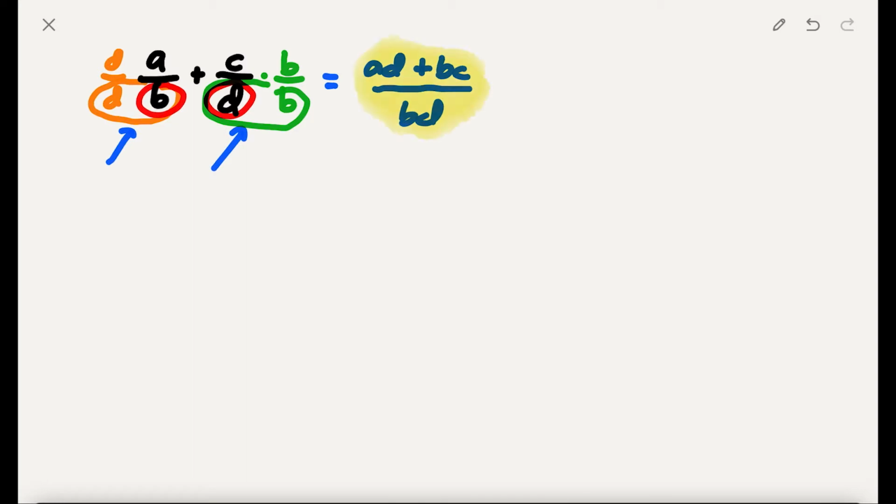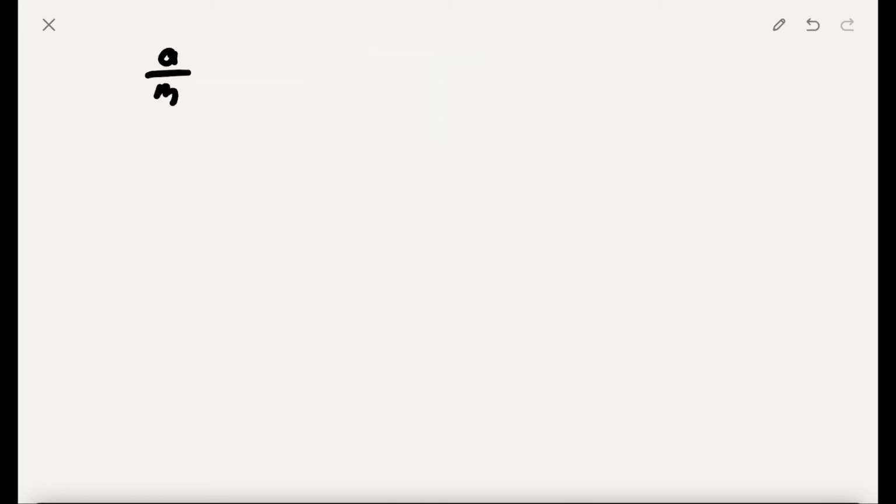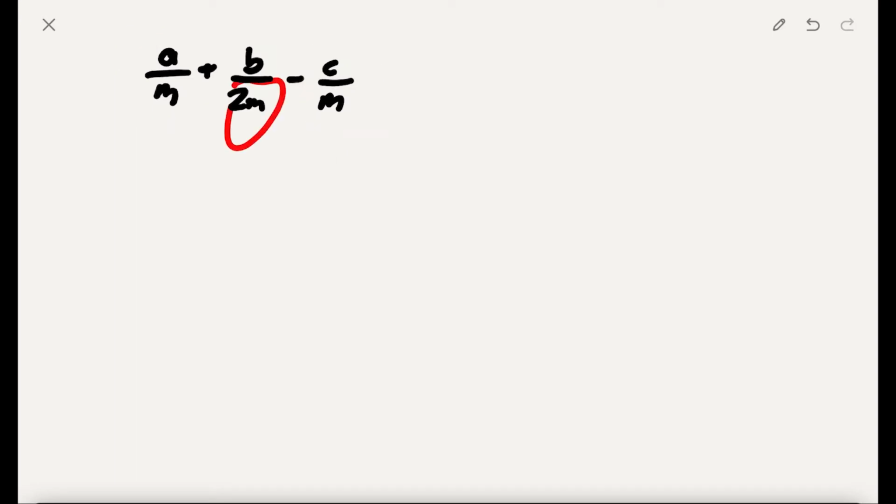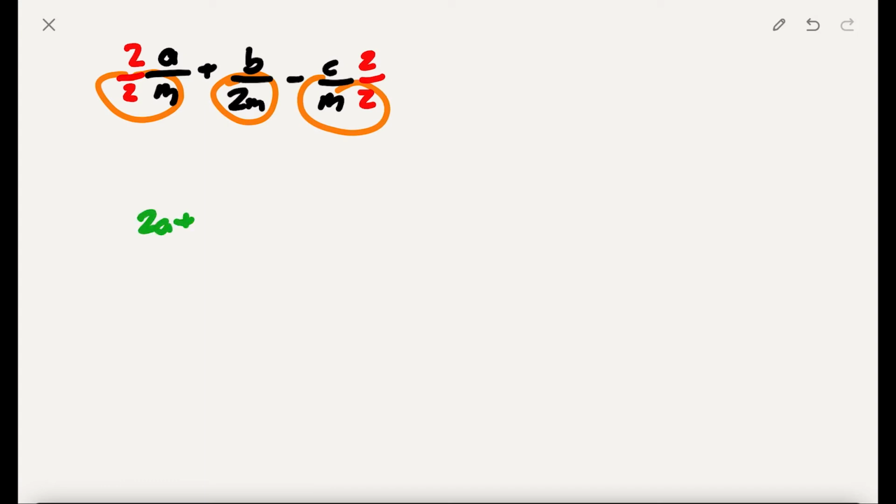All right, on to the next one. The next one is a over m plus b over 2m minus c over m. These are pretty close with the denominators. In fact, 2 of them have matching denominators already, so that makes this pretty easy. But this one's 2m, so to get them all to be 2m, I can just multiply this a over m by 2 over 2, and then multiply this c over m by 2 over 2. So now if you notice, they all have 2m as the denominator. So now what we can do is just add up all the numerators, and you end up with 2a plus b minus 2c all over 2m. And then you have your final answer.